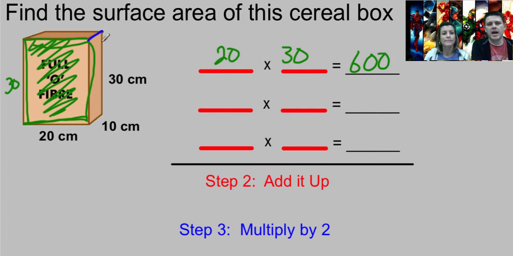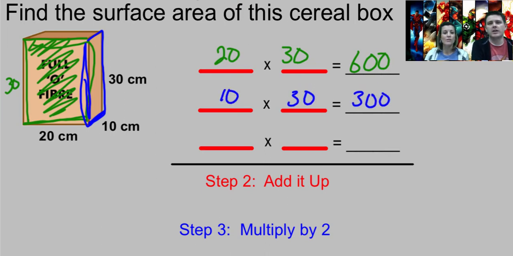Then let's do our side here. Again, it's a rectangle. We got a 10 by 30. 1 times 3 is 3. Add 2 zeros is 300.